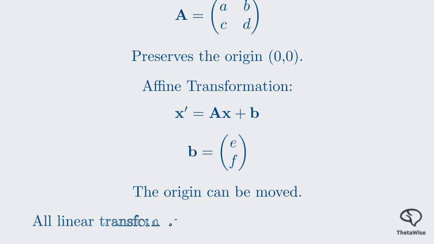It's important to remember that all linear transformations are also affine transformations. But the reverse is not true. The vector b simply shifts every point after the linear transformation A is applied. With this foundation, we can now analyze different types of affine transformations.